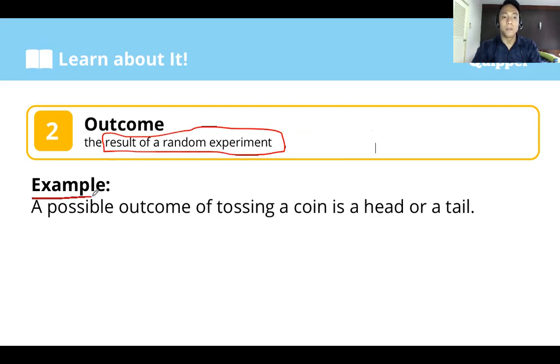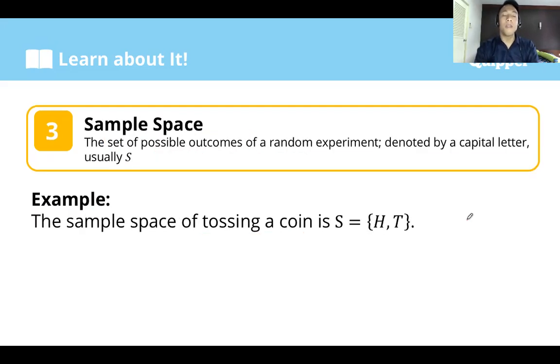For example, a possible outcome of tossing a coin is a head or a tail. If you toss a coin, pwede maging outcome is head, pwede naman tail, hindi pwedeng pareho na head tsaka tail. Isa lang yung coin mo. So if you toss a coin, it's either a head or a tail. Those are what we call outcomes. Ano yung kalalabasan ng experiment mo? That is outcome. The third one, we have the sample space.